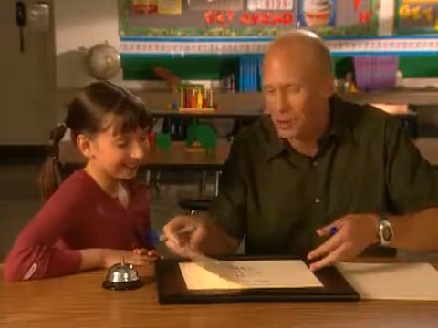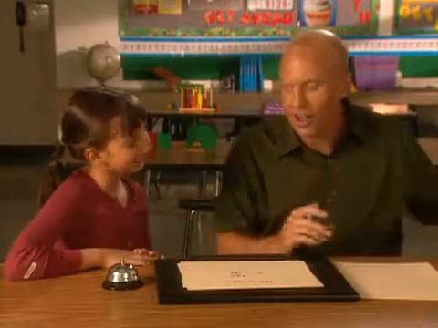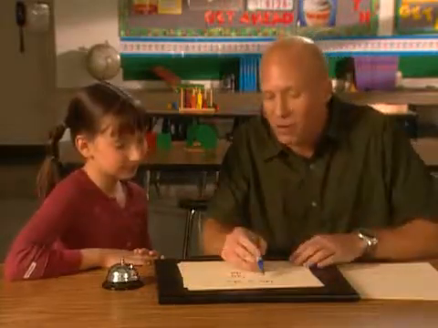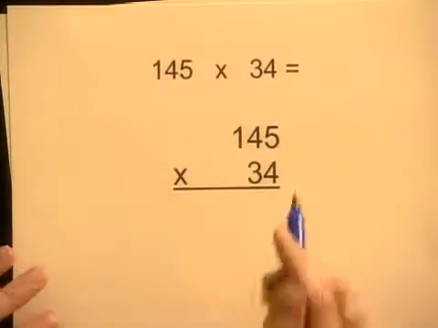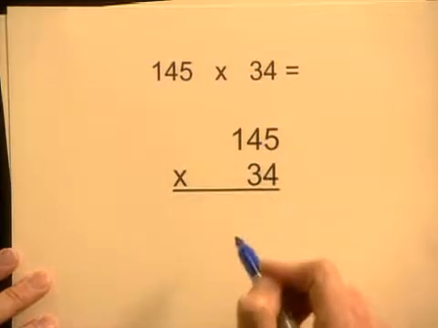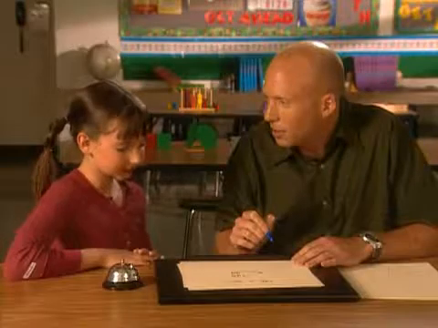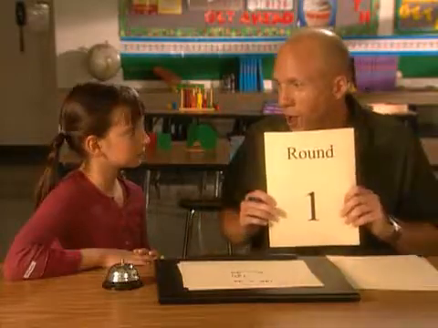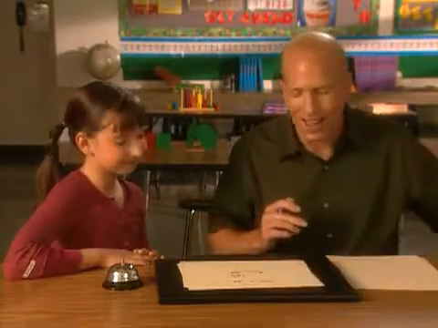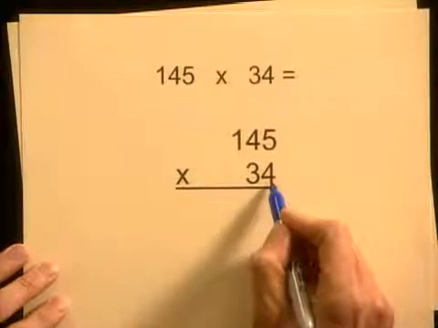Now let's try another one, Grace. You ready? You did so well on that first one. Let's keep going. I've got 145 times 34. Now, before we start our 3 rounds, we make sure we've got our numbers lined up in the correct place values. Are they all lined up? Yes. Yes, they are. Okay. So, Grace, let's go to round 1. Ready? Okay, here we go. We start with the number in the lower right-hand side.